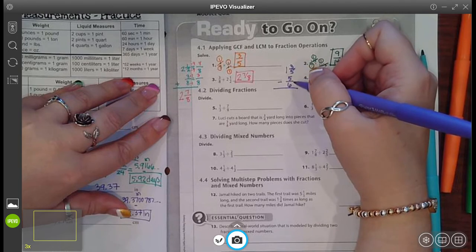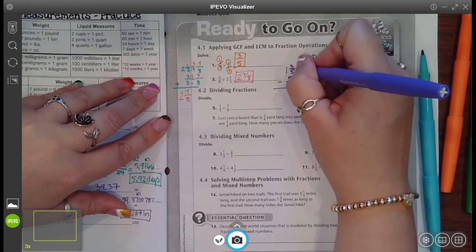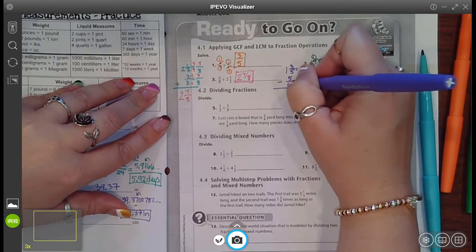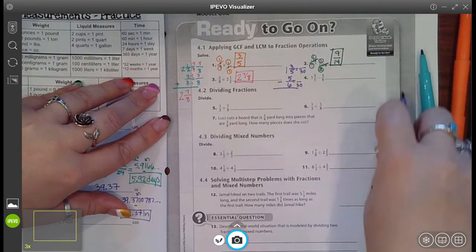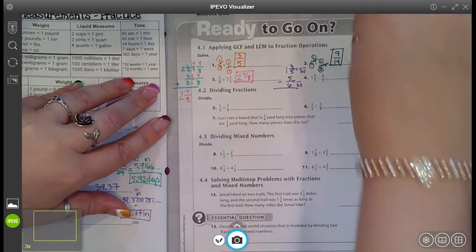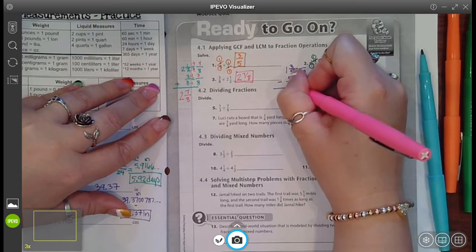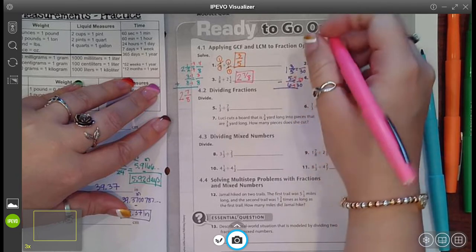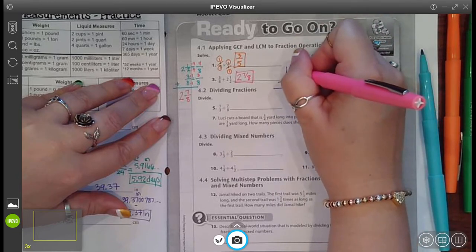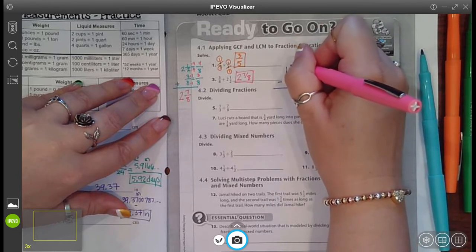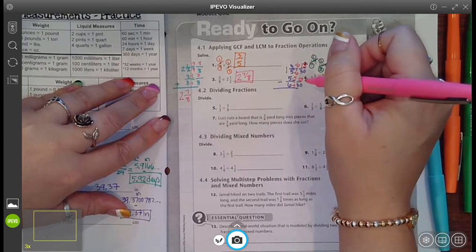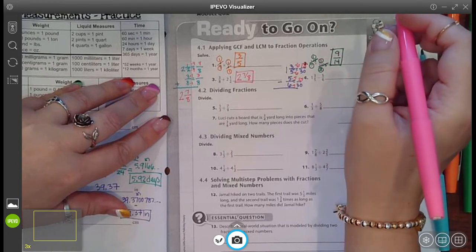What can 5 and 6 both become? Think to yourself. And hopefully you said they both can become 30. Okay, well, what did you multiply the 6 by to get 30? You multiplied it by 5. So 5 times 5 is 25. What did you multiply the 5 by to become 30? 6. So 3 times 6 is 18. Now, can you take 25 away from 18?